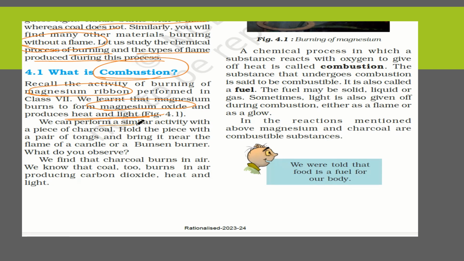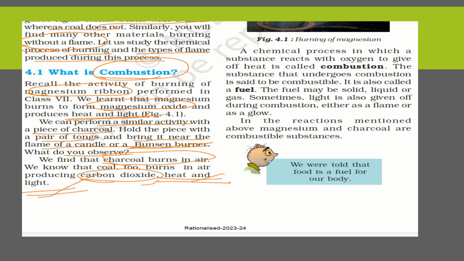We can perform a similar kind of experiment with charcoal. We can hold the charcoal with a pair of tongs and bring it near the flame of a candle or a Bunsen burner. So what do you observe? We find that charcoal also burns in air, and it produces carbon dioxide, heat and light. Is it clear? So they are both burning. One is burning with a flame, another is burning without a flame, but both are giving carbon dioxide. Charcoal, if it is burnt, gives carbon dioxide, heat and light.